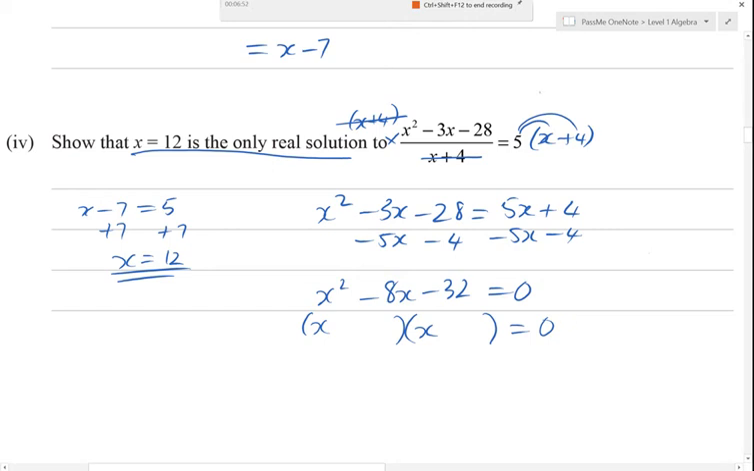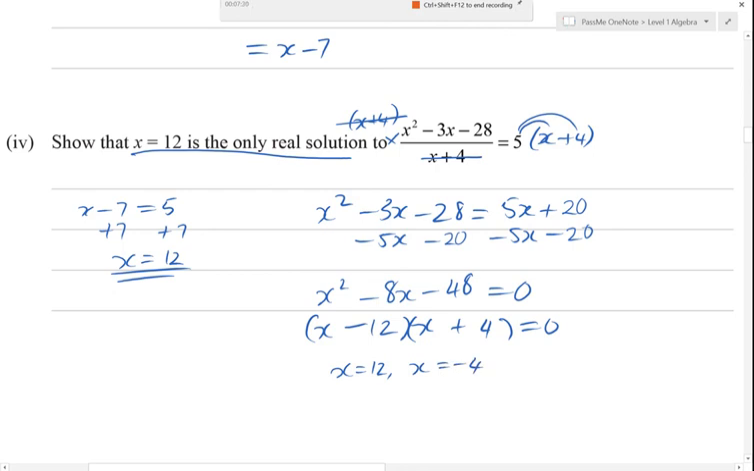If we just have a look back here, I said 5 times 4 equals 4. Well, that's not right, that's 20. So I need to subtract 20 from both sides, not 4. And so that there is going to be minus 48. That means that we've got negative 12 and positive 4. Okay, and so our two solutions are x equals 12 and x equals negative 4. Okay, so there's our two solutions.